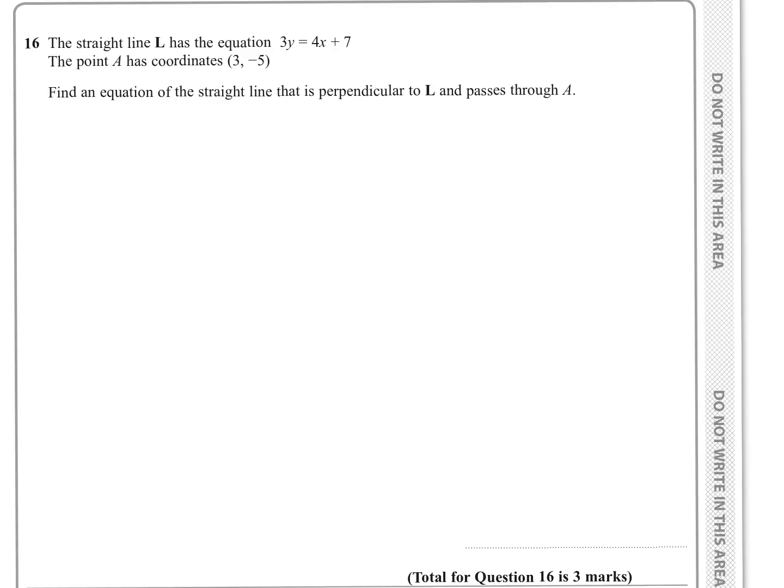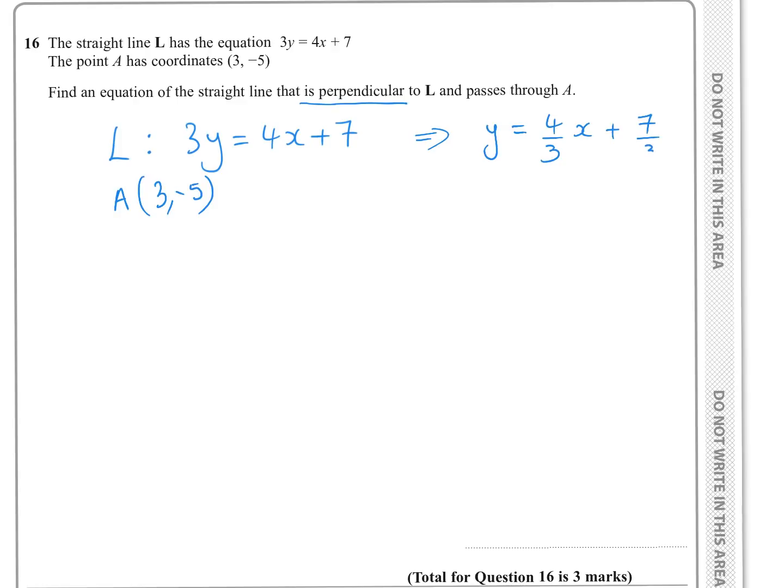Question 16. The line L has equation 3y equals 4x plus 7. This notation here just means L is such that, and then we've got 3y equals 4x plus 7. And the point A has coordinates 3, negative 5. It says find an equation of the straight line that is perpendicular to L. So the first thing to do is to make y the subject of the formula, and I'll divide both sides by 3.